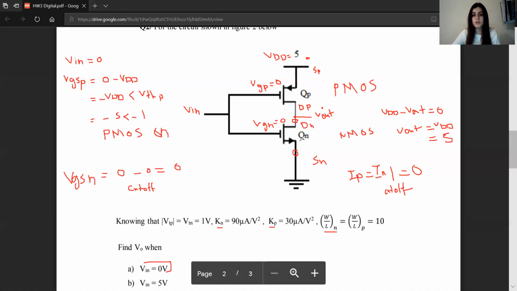This is how a CMOS inverter circuit inverts the input from low to high. So if we input a low voltage, then we have a V output of high.